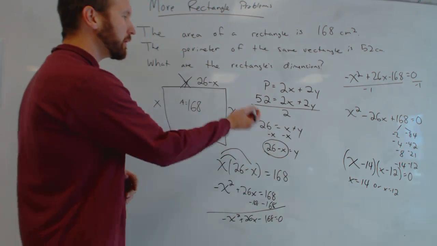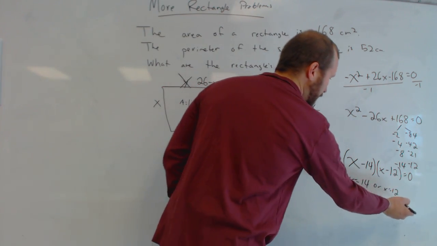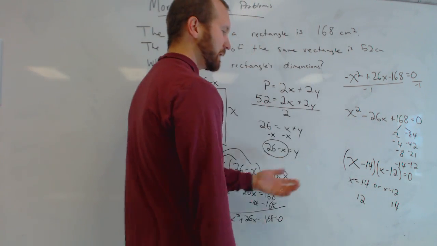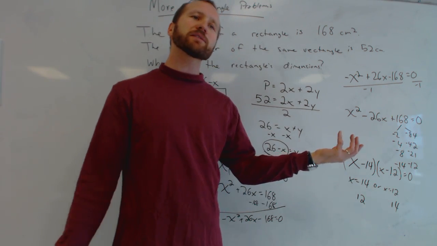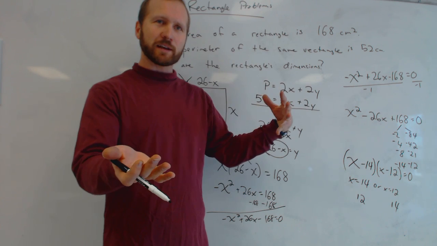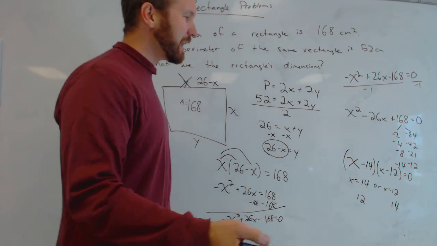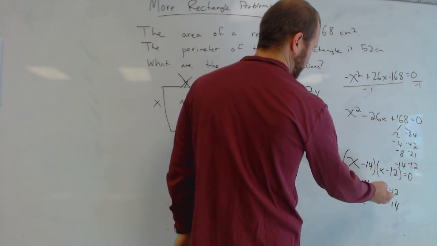Because if I plug 14 in, then I get 12 for the other side. If I plug 12 in, I get 14 for the other side. So the dimensions could either be 14 and 12, or 12 and 14. That's the same thing. It's always going to be true with these kinds of problems.